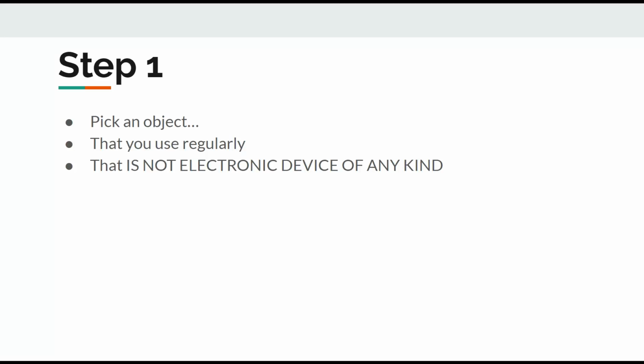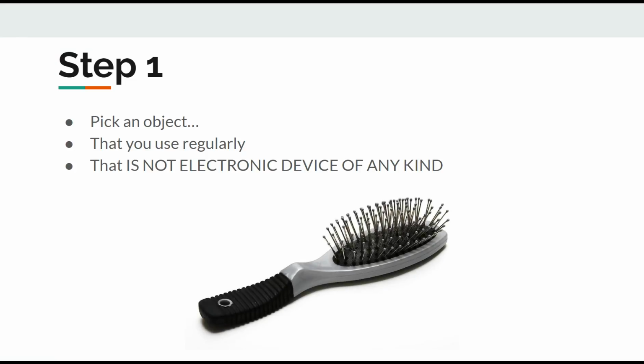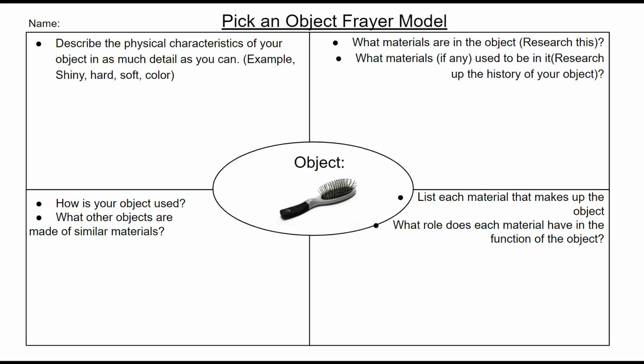Great. So the object that I'm going to use to explain how the rest of this assignment is going to go is a hairbrush. I use it every day, maybe less during quarantine, but you get the idea. First, you need to go to your Frayer model, which is attached to this assignment on Google Classroom, and write down, or in my case, I just put a cute picture, your chosen object in the middle circle. If you're choosing to draw this out, you need to get out a piece of paper where you can create this Frayer model. But again, in the middle, you need to write down your object.